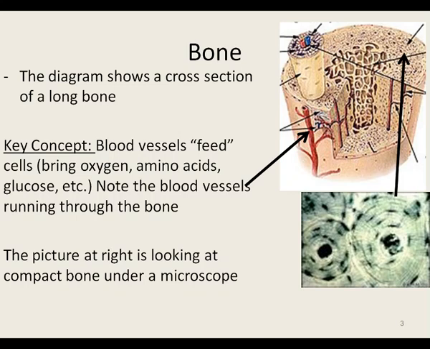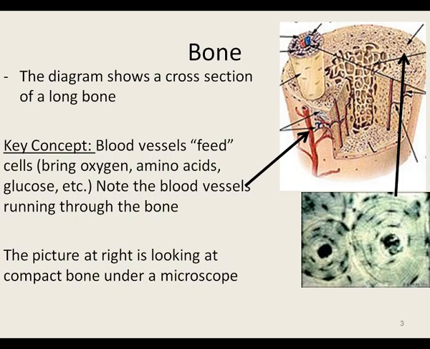And then if you look at the diagram at the bottom, that's showing you an actual slide. So this is under a microscope. You wouldn't see this with your naked eye. And those concentric circles are called osteons. These little units that you find in compact bone are called osteons. Notice also, if you look back at the diagram in the upper right, that blood vessels are feeding the cells that are located in these osteons.